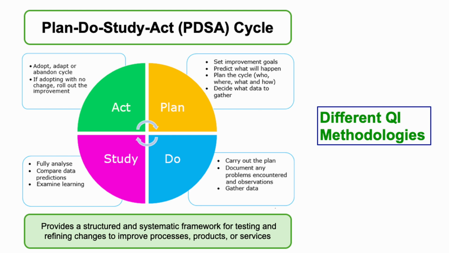And the last part is act. Based on the findings, you need either to adopt, adapt or abandon the cycle. What does it mean? You need to standardize the change if it is successful or beneficial. If the implementation of the intervention is successful, then you need to standardize the change. Or you need to modify the plan and retest if needed. But on the other side, if possible, you need to abandon the change if it's not effective.